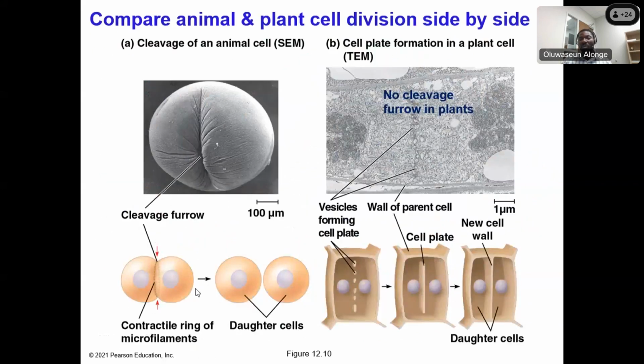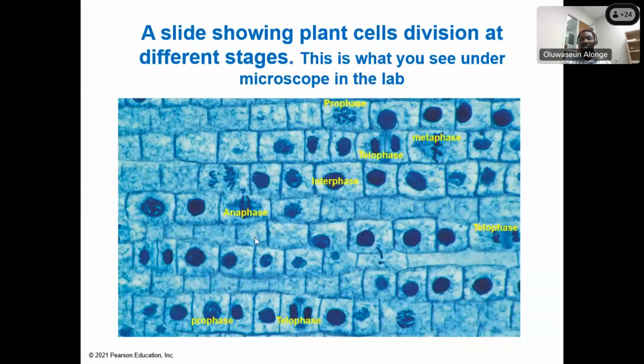So this is what happens in animal cells. A cleavage furrow forms and the cell splits into two. In plant cells, a cell plate forms and the cell splits. So, cell plate in plant cell, I'm sorry, cleavage furrow in animal cell, cell plate in plant cell.